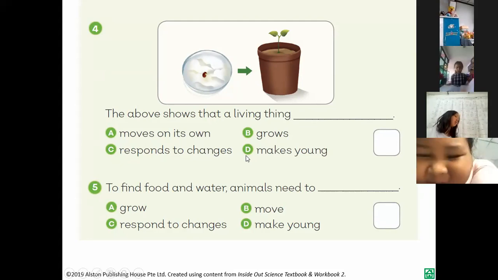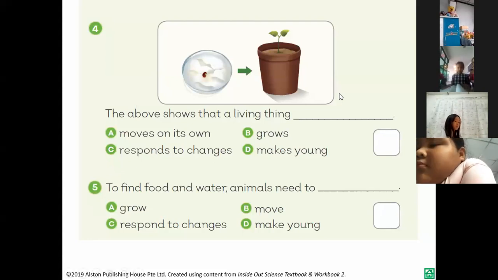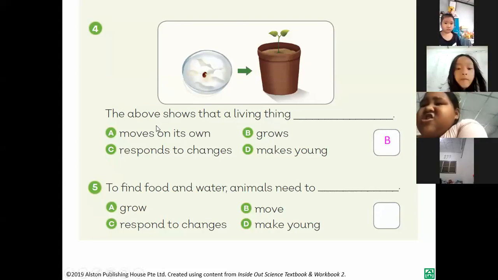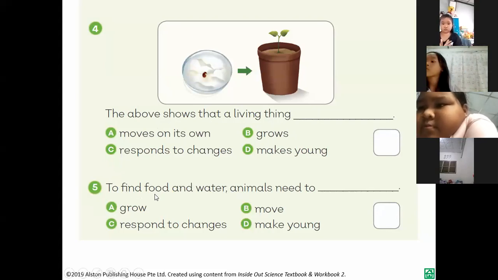What is the best answer? B. Grow. B, very good. So a living thing grows. All right. Now number 5. Who would like to read number 5?